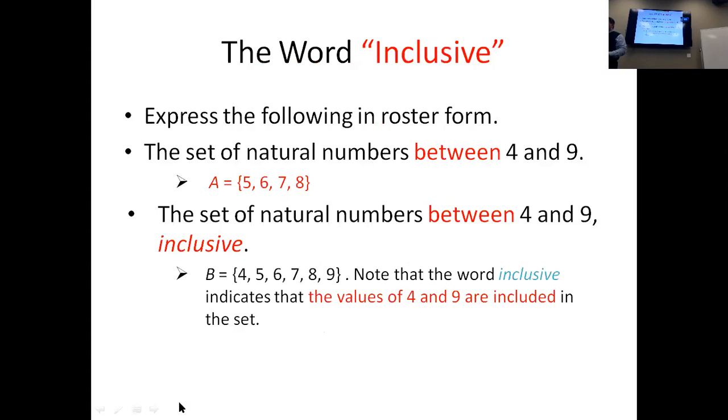Following? You see the difference between these two? The first one says only between 4 and 9, so it's 5, 6, 7, and 8. The second one says between 4 and 9, but inclusive, meaning include those two ending numbers, include 4 and 9. All right? Thank you. Anything that is not clear, please ask, okay?